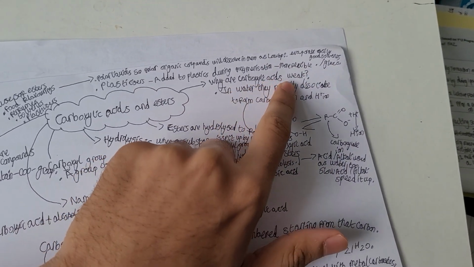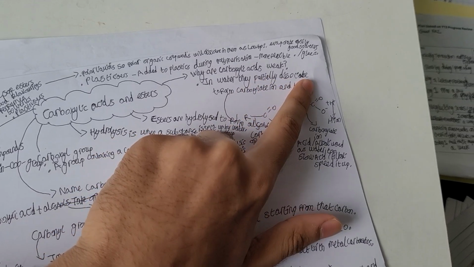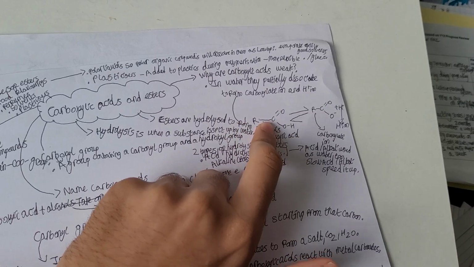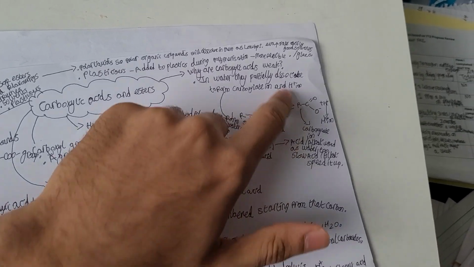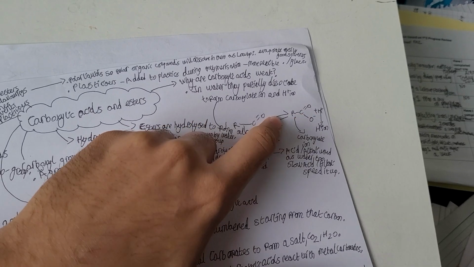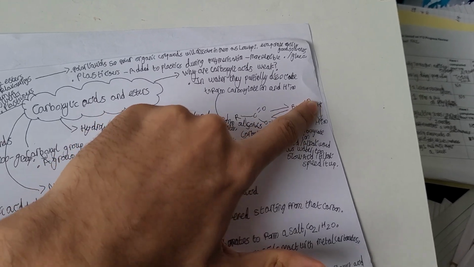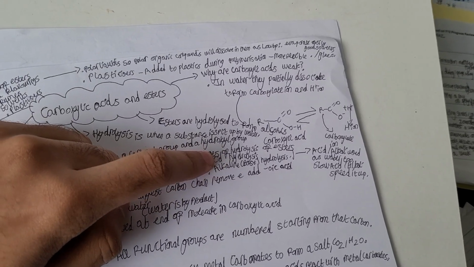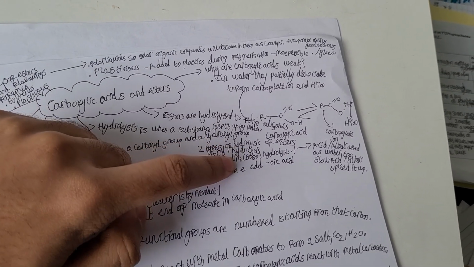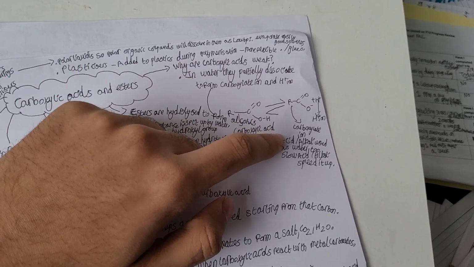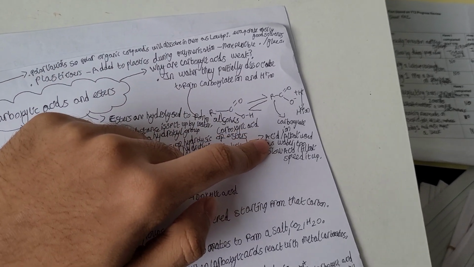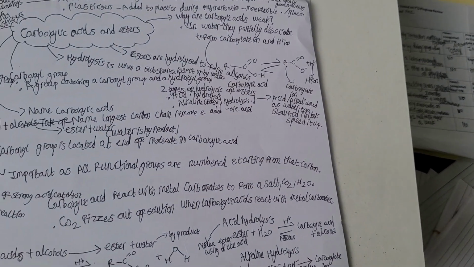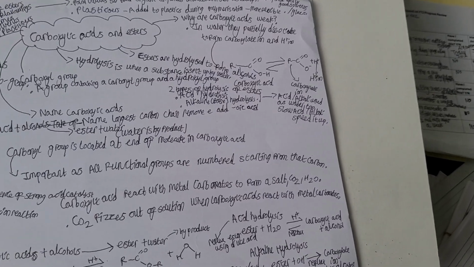And why are carboxylic acids weak in water? They partially dissociate to form a carboxylate ion and an H plus ion. So RC double bond OH, carboxylic acid, reversible reaction, RC double bond O minus, carboxylate ion, plus your H plus ion. Two types of hydrolysis of esters: acid hydrolysis and alkaline, also known as base hydrolysis. And acid or alkali is used as water is too slow, and therefore the acid or alkali is used to speed up the reaction.